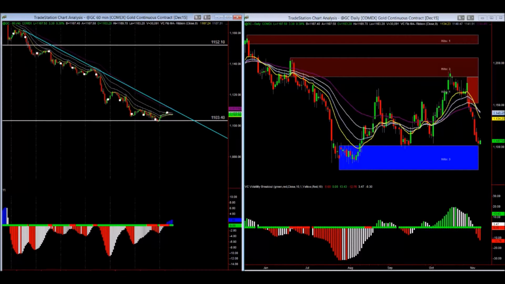And so what that would look like is we want to see a low somewhere in here and then a high taking out this high here. And we can see actually that the volatility breakout has triggered this way. So we'll keep an eye on this and we'll see if we can get long.